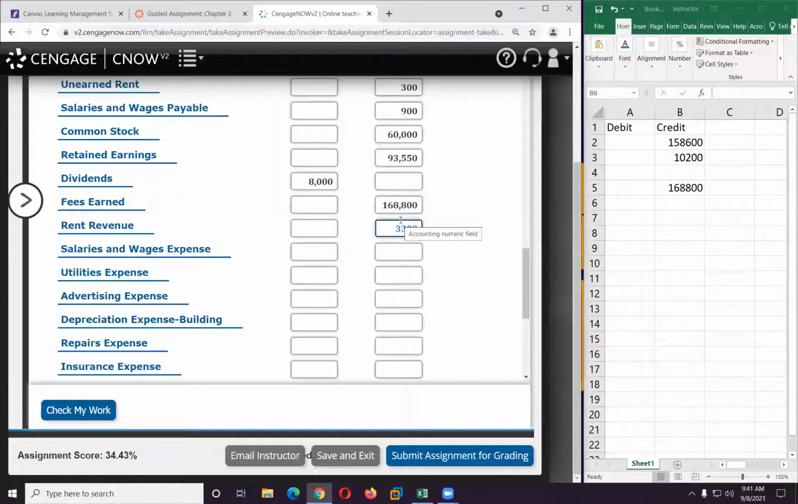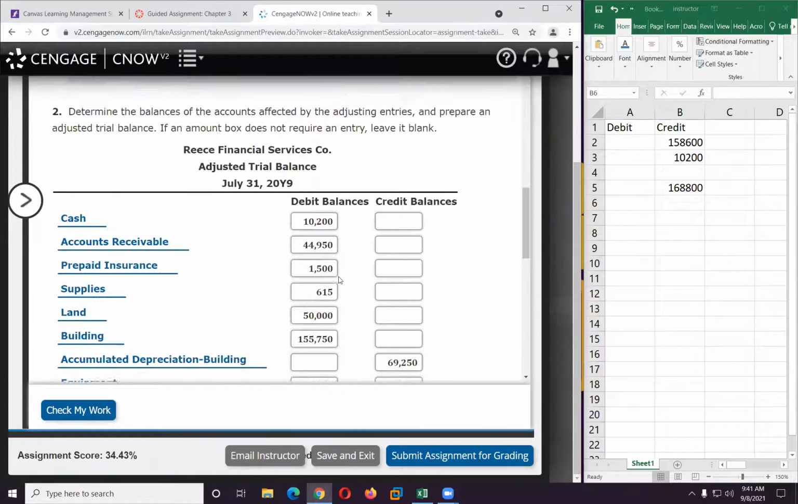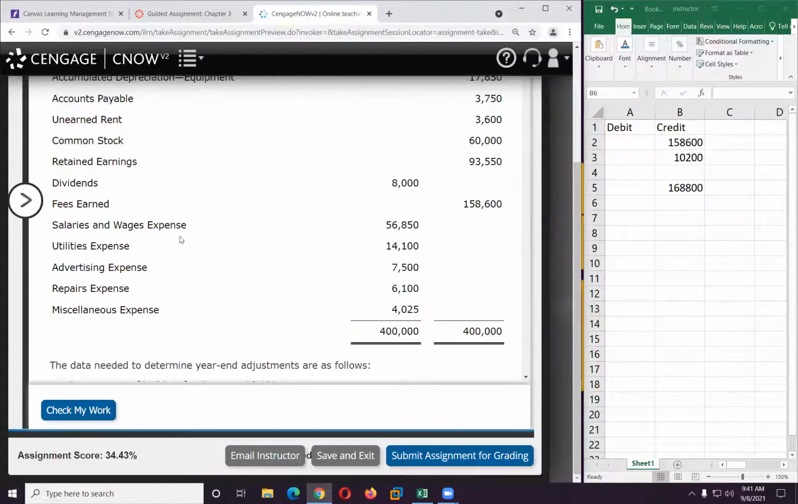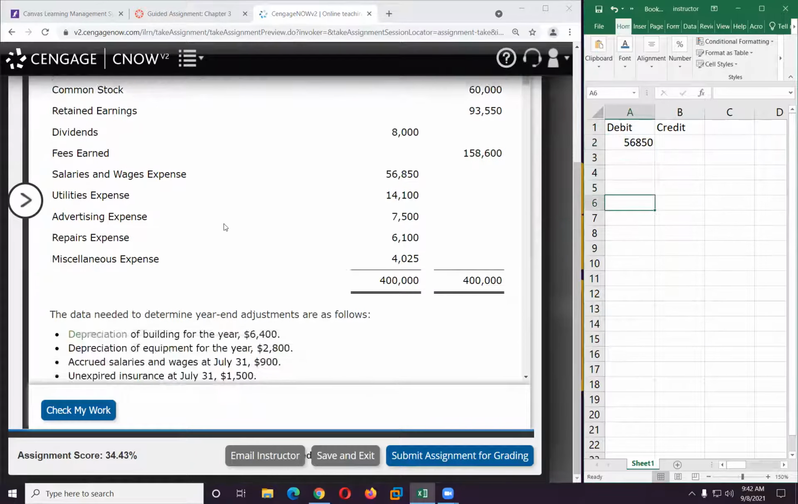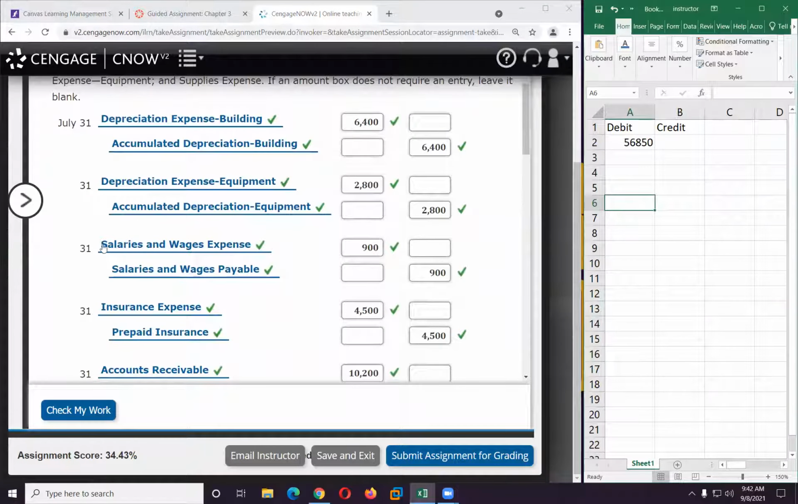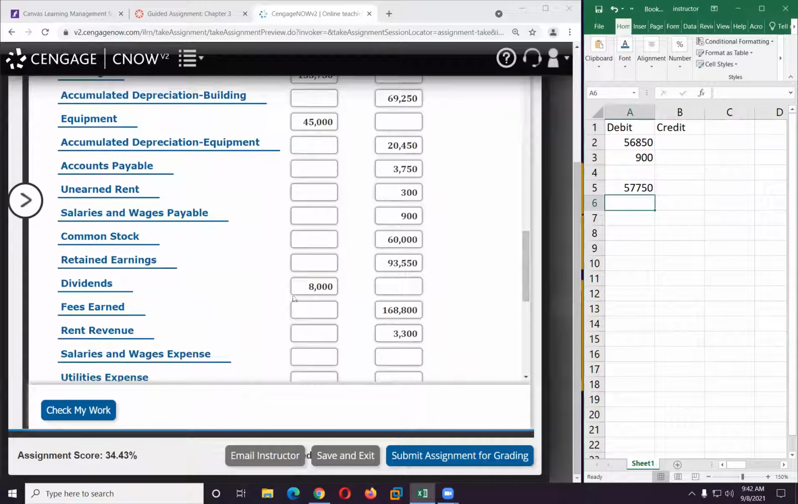Now, there's nowhere near as much. Salary and wages expense. So we had a debit balance of 56,850 on the unadjusted trial balance, 56,850. And then we did an adjustment, a debit of 900 to salaries and wage expense. So the new balance is 57,750 on the debit side.